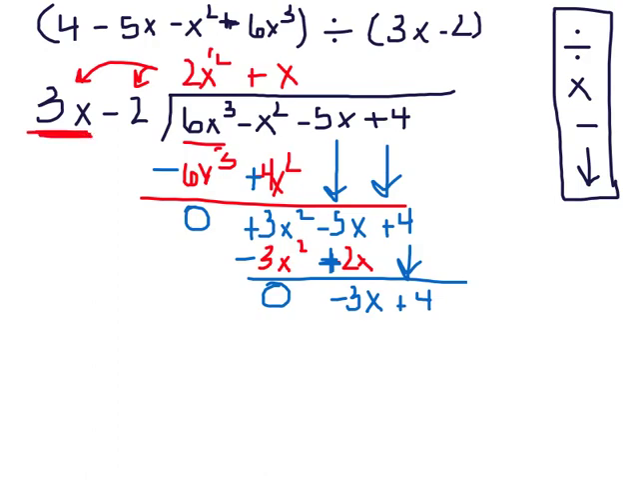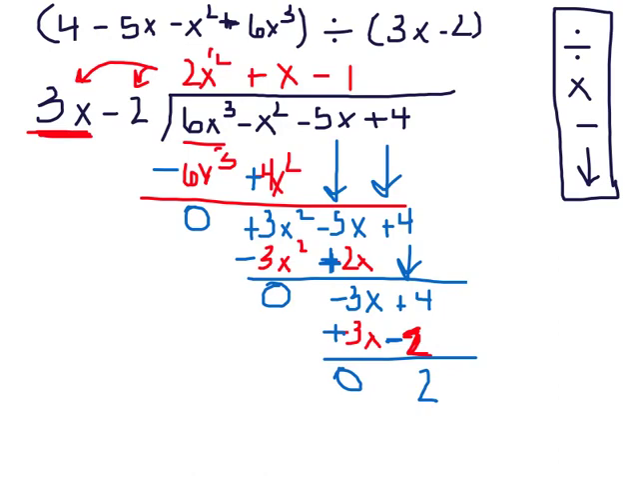How many times now does 3x go into negative 3x? That should be negative 1. And then let's multiply. Negative 1 times 3x is negative 3x. Negative 1 times negative 2 is plus 2, so I'm just going to write 2. And let's go through and change each one's sign again. So if I have a negative 3x and I subtract that, it's a plus 3x. And a positive 2 becomes a negative 2. Let's subtract those. We get 0 and 2.